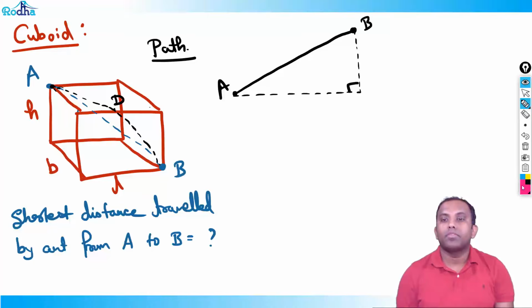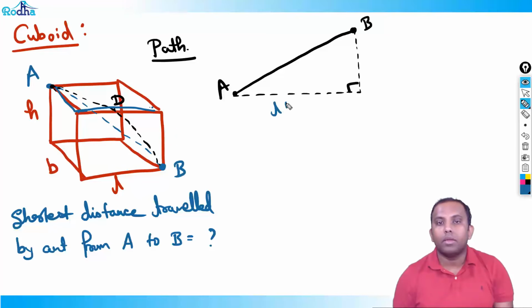What is AB here? What is the horizontal distance covered from A to B? I told you, just trace that path, right? From here to here plus here to here, how much? Here to here is B, here to here is L. So the horizontal distance covered is L plus B. What is the vertical distance covered by the ant from A to B? This height, that is H. Height is H. What is the answer?